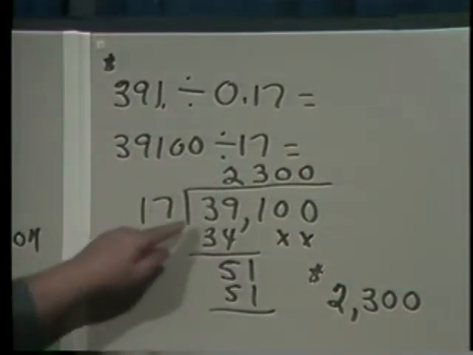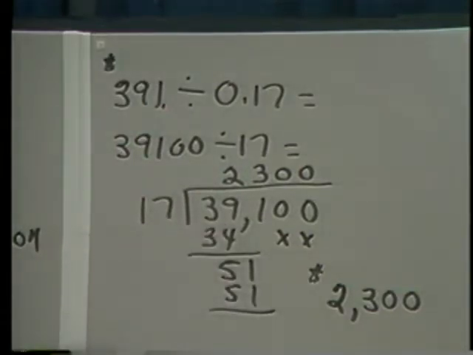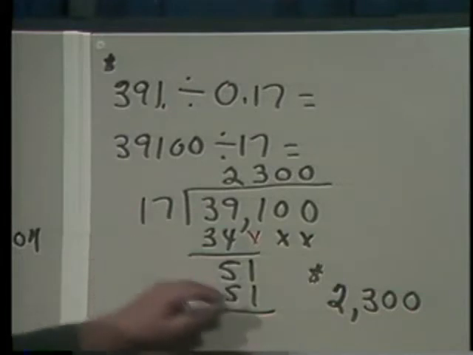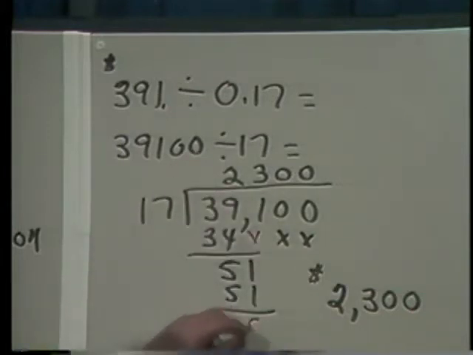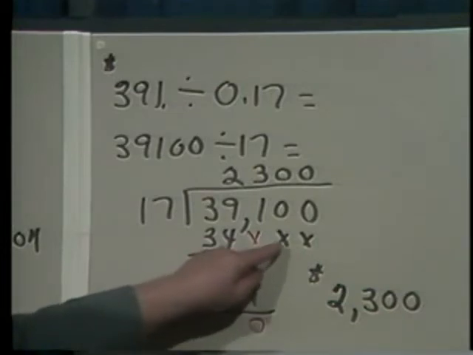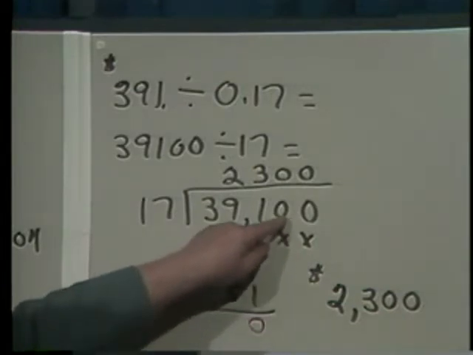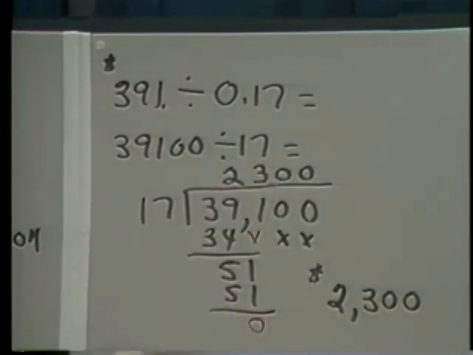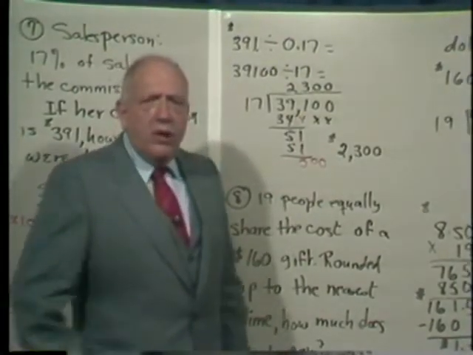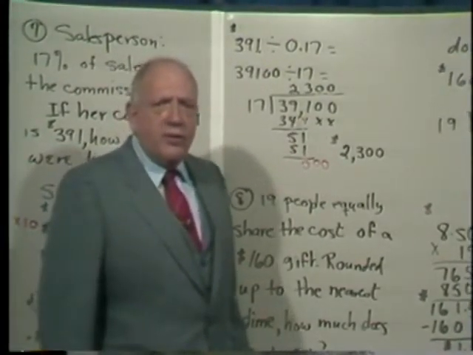So it's 17 goes into 39,100. 17 goes into 39 twice. 34 from 39 is 5. We bring down the 1. 17 goes into 51 3 times with no remainder. And again, be careful. Every time there's a digit in the dividend, there has to be a digit in the quotient. So as you bring down these zeros, you have to put zeros over here. And that means that she must have sold $2,300 worth of material.